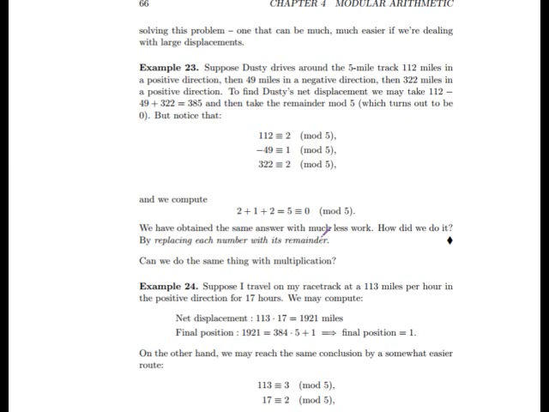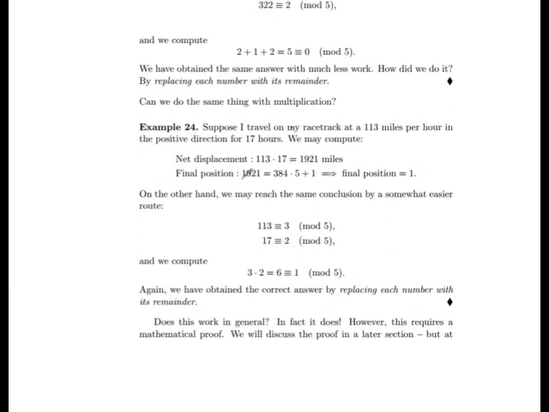The nice thing about this is that if you have a modulus n, then the remainder is always less than n. So you're always doing arithmetic with numbers less than n. You limit the size of your numbers, you have simpler arithmetic. Okay, it turns out you can also do this with multiplication. Suppose you drive 113 miles an hour for 17 hours. That's going to give you a certain number of miles, and you can figure out what that is mod 5. It turns out to be 1.